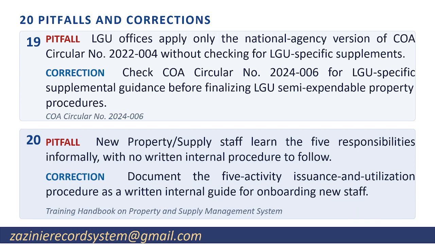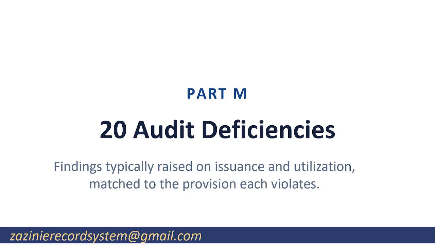Number 20. Pitfall: new property or supply staff learn the 5 responsibilities informally, with no written internal procedure to follow. Correction: document the 5-activity issuance and utilization procedure as a written internal guide for onboarding new staff. Next slide. Part M. 20 audit deficiencies.